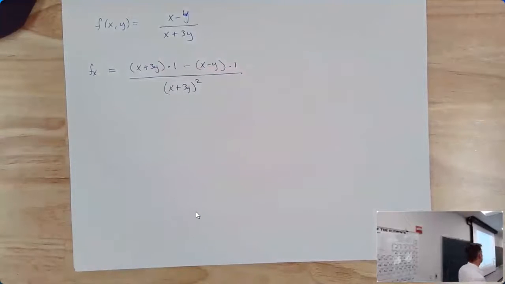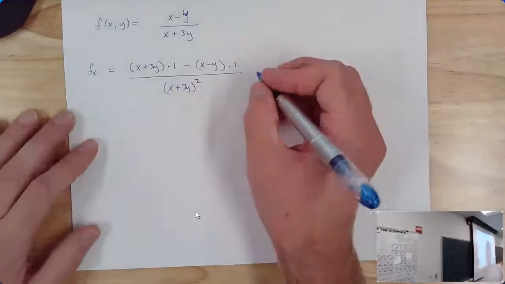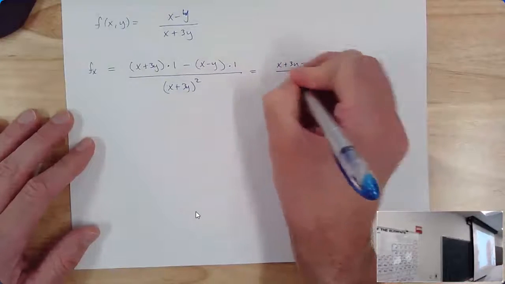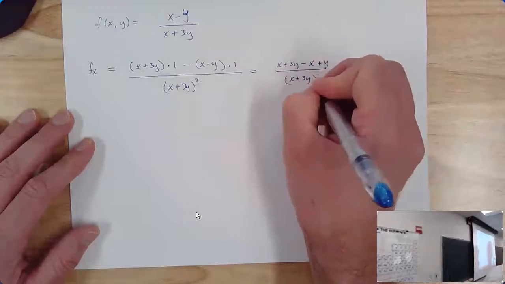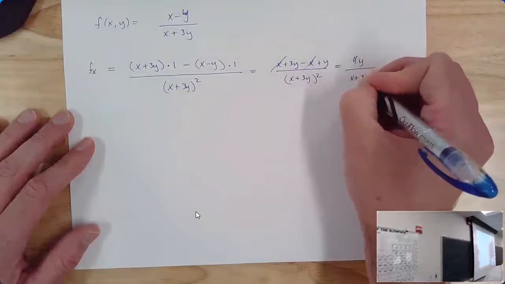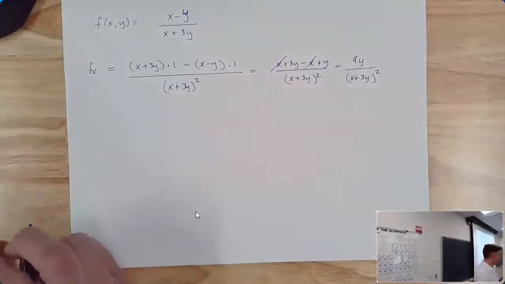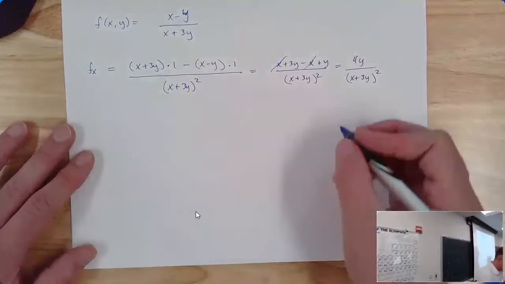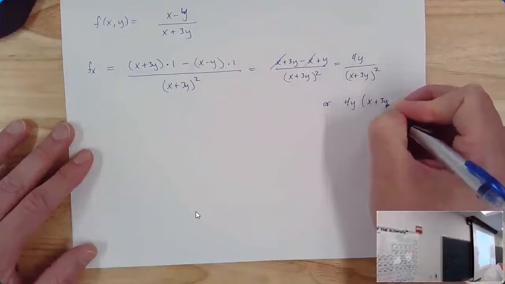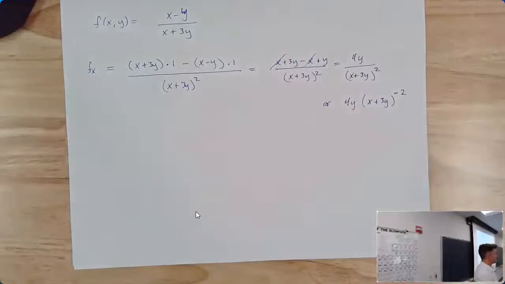And here's what I would say about these. If I was just finding the first partials, I would leave this alone. I wouldn't bother simplifying it. But since I know I'm going to ask to find the second partials, I'm going to go ahead and simplify it to make finding the second partial not as terrible. So simplifying this, I have (x plus 3y minus x plus y) over (x plus 3y) squared. And those x's cancel, and I end up with 4y over (x plus 3y) squared. Or maybe later, when I take the derivative of that, I might prefer to write it as 4y times (x plus 3y) to the negative something. Maybe that's going to be an easier way to differentiate it.